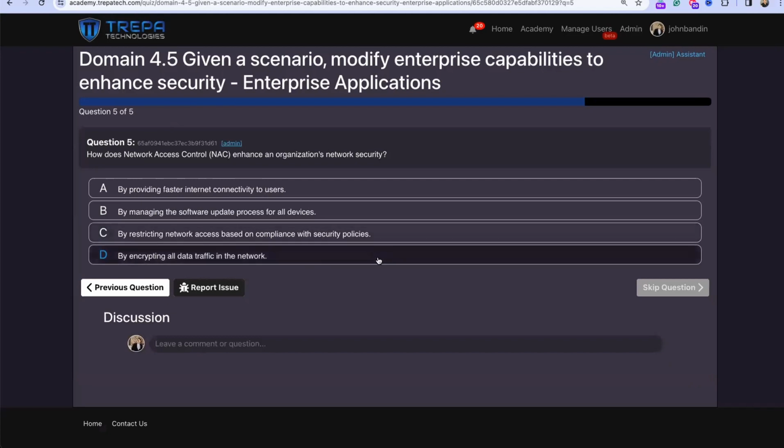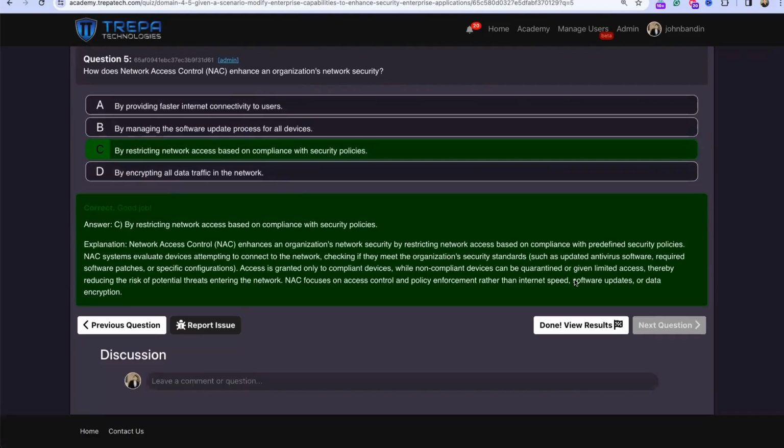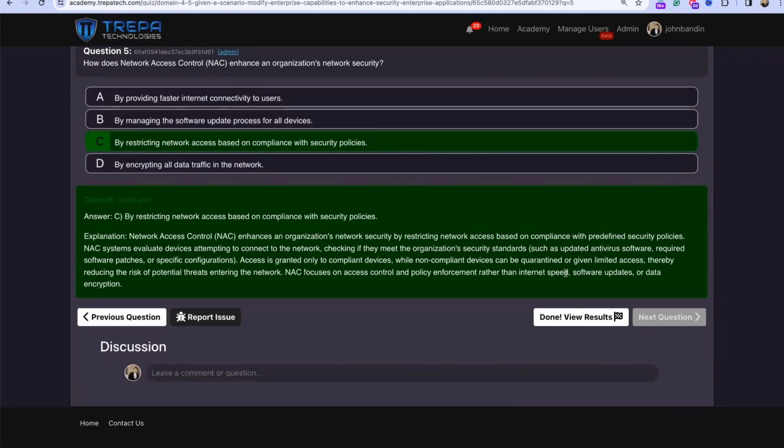Question 5. How does network access control enhance an organization's network security? That's going to be C, by restricting network access based on compliance with security protocols. So again, this is going to enforce our port-based security, enforce security policies, and ensure that we're using AAA protocols, RADIUS, TACACS, and also 802.1X, and certificate-based to actually allow users to get authenticated and authorized on our network.